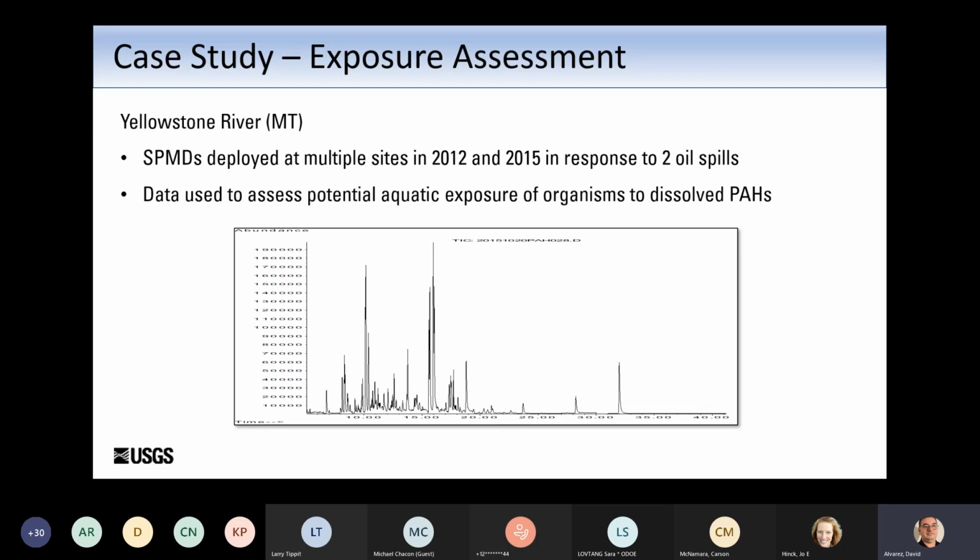Although the samplers were used in the study as part of the response, this is a case where samplers like this could also be useful during assessment and restoration phases, as they can evaluate changes in chemical concentrations over time, especially as the chemical concentrations continue to fall to levels that may be more difficult to measure with a traditional grab sample.